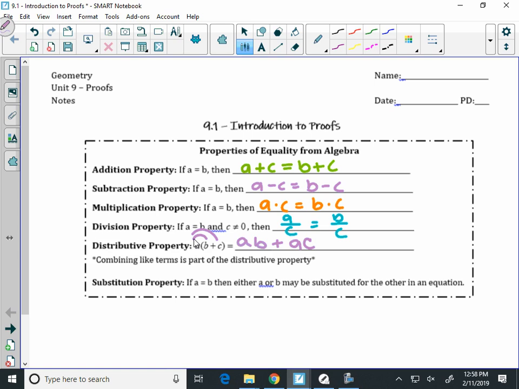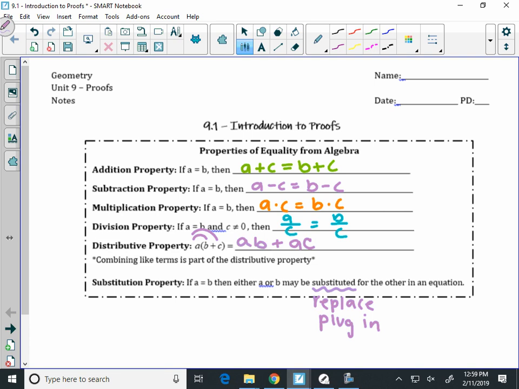Go cite them. The substitution property says if A is equal to B, then either A or B may be substituted for the other in the equation. In other words, that's like plugging something in. So if you're told x equals 5, and then you take 5 and plug it into x in the equation, that's substitution. I like to think of substitution as being replaced. So you either replace something or you plug something in. If I'm gone, a substitute replaces me. So that's how I like to think of substitution. Something's being replaced or plugged in.